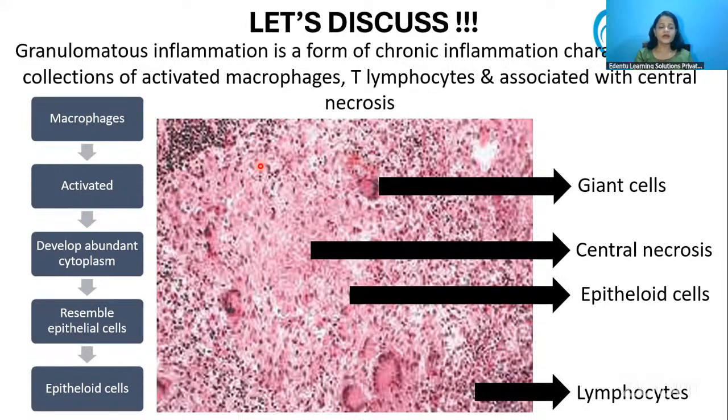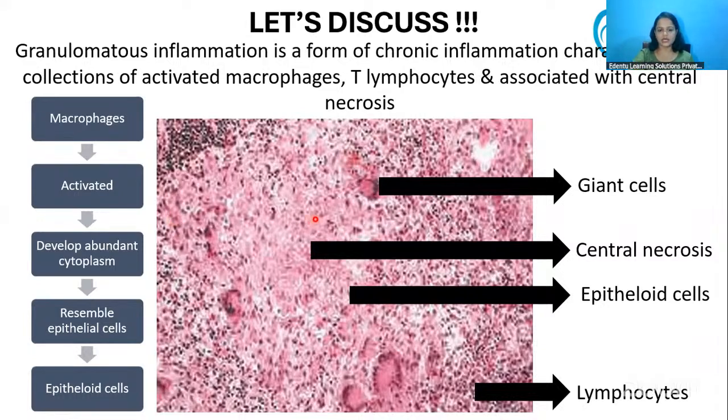These macrophages will be recruited to the site of inflammation, and they get activated. Once they get activated, they develop lots of cytoplasm, abundant cytoplasm. When they develop abundant cytoplasm, they start resembling epithelial cells. That's why they are called epithelioid cells.